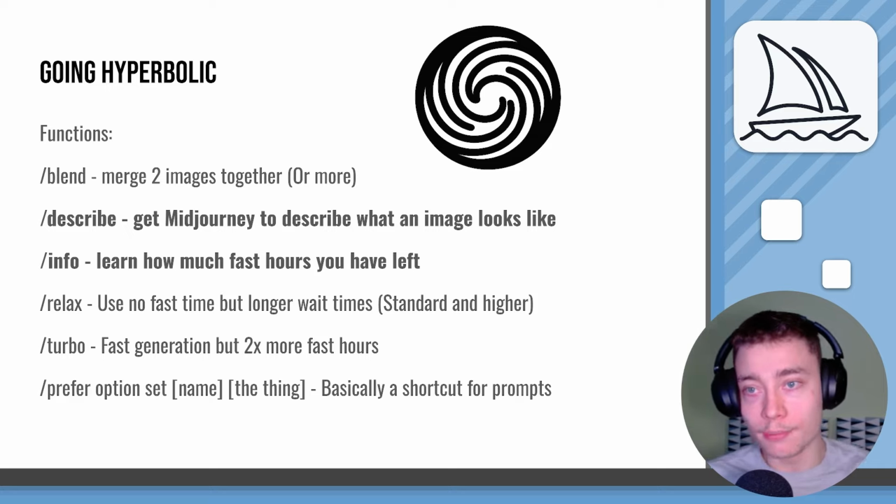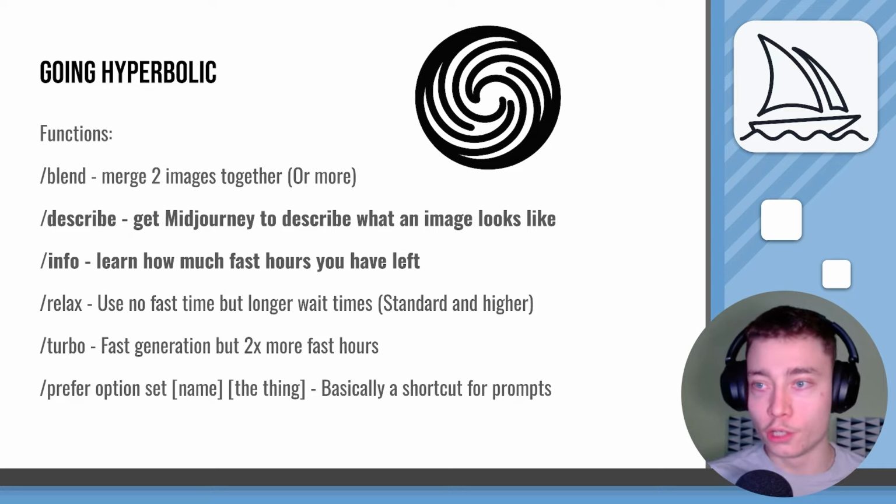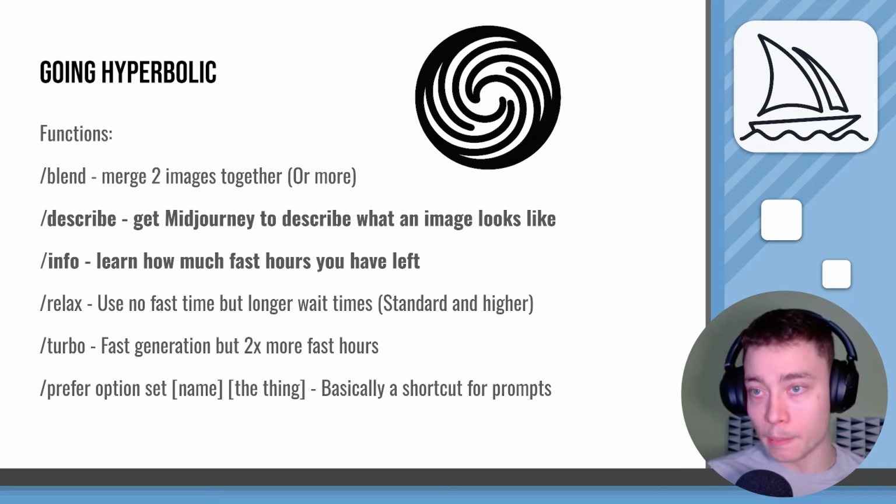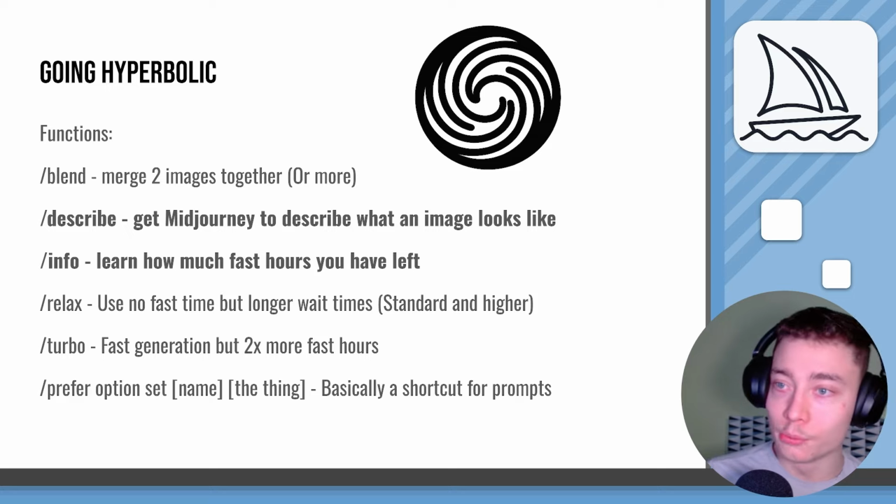This is when you don't have time and you don't care about burning through your fast hours. Just do /turbo and it speeds up the generations, but it consumes 2 times more fast hours.